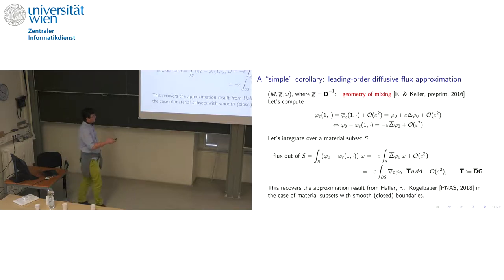Okay, so the result that was proved in this work with George and Florian was more general, in that it allowed open surfaces as well. So this is specific to these closed ones only. Okay, so this basically is an alternative proof of that approximation result.